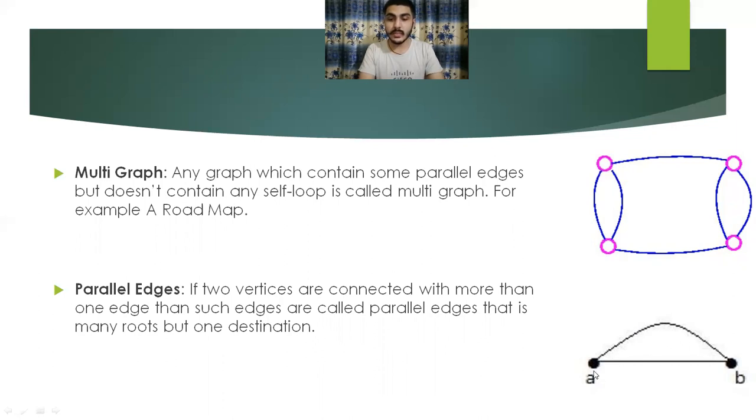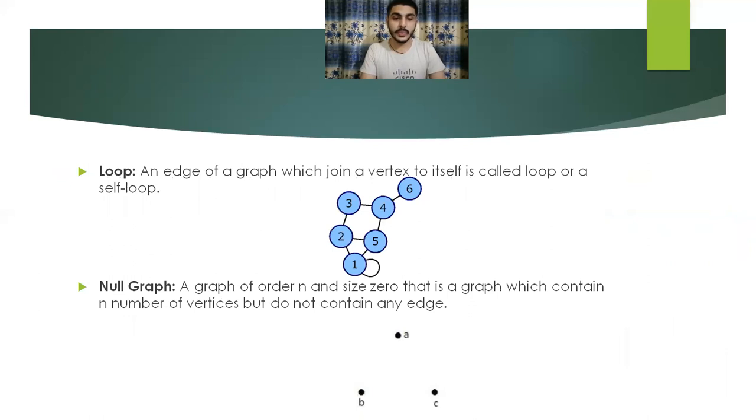So here is the example that I was telling. Two vertices and two edges connecting both of them. Loop: an edge of a graph which joins a vertex to itself is called a loop or a self loop. So here is our loop. This is called a loop.